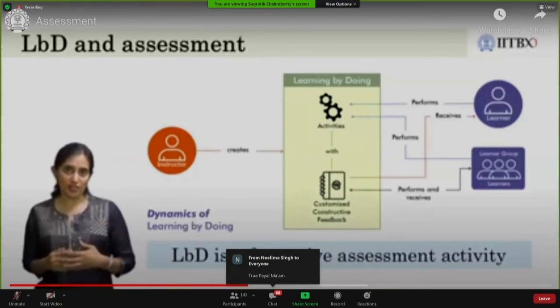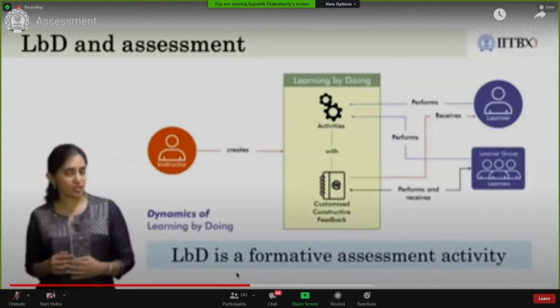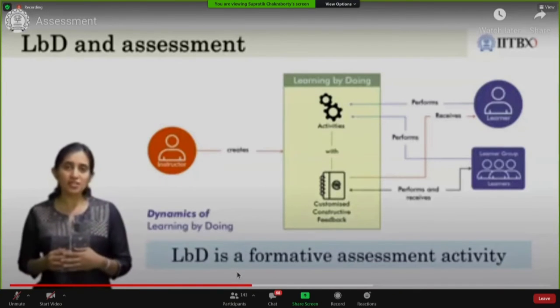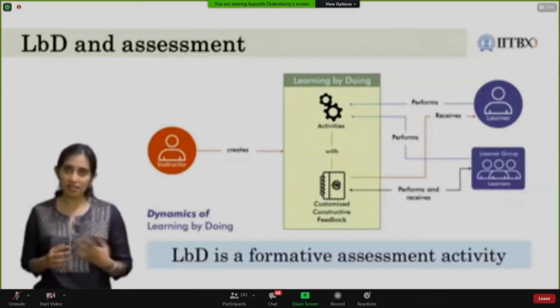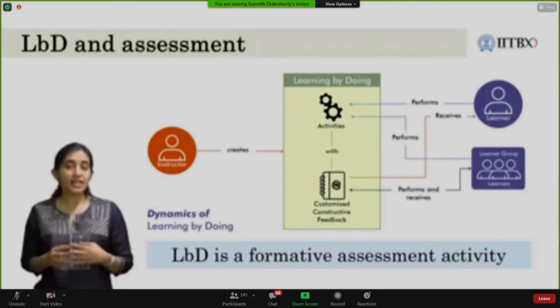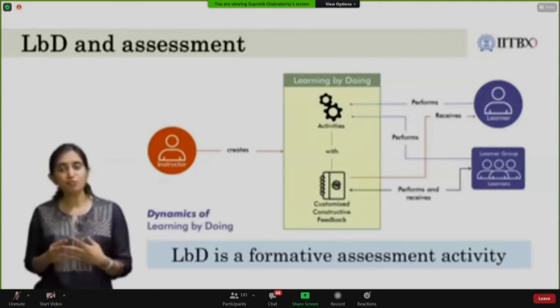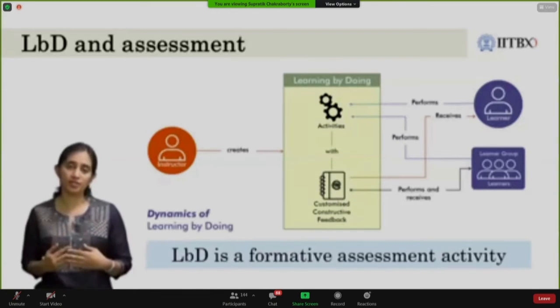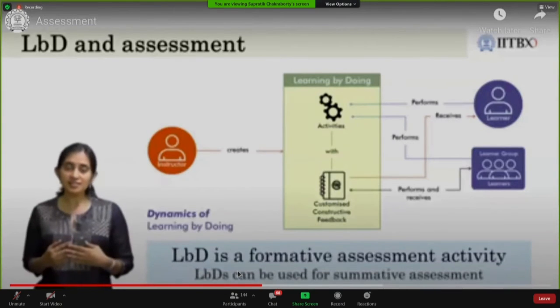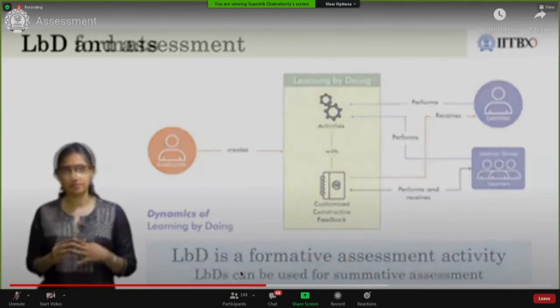At its core, an LBD activity contains a question designed by an instructor, which the learners answer in a variety of ways. There is also a mechanism for checking and giving feedback to learners' responses. Thus, an LBD activity can be used as summative assessment.